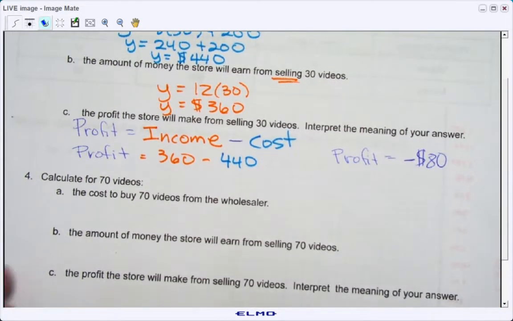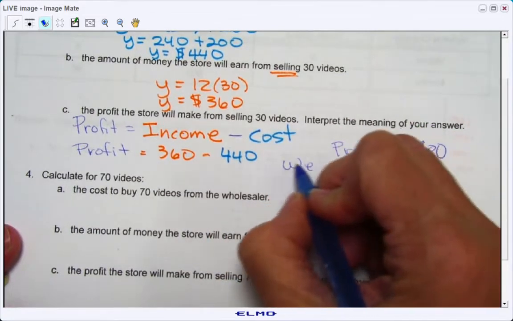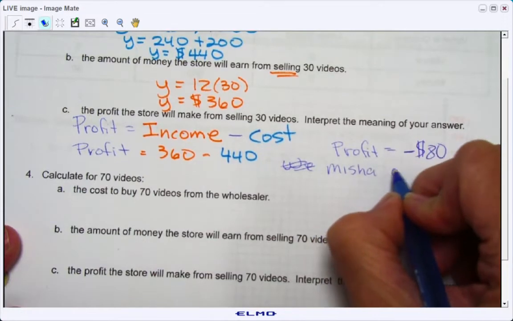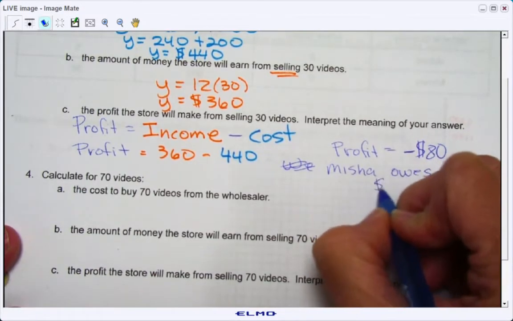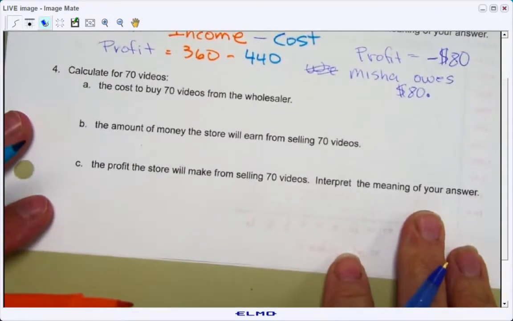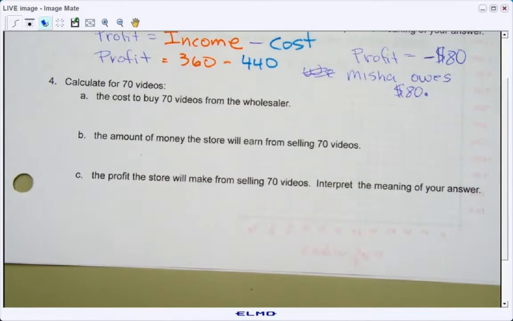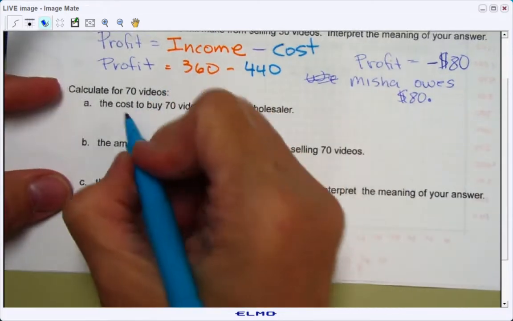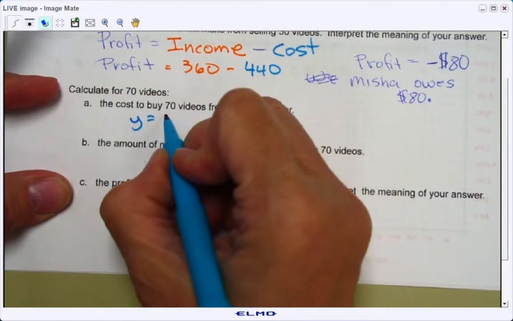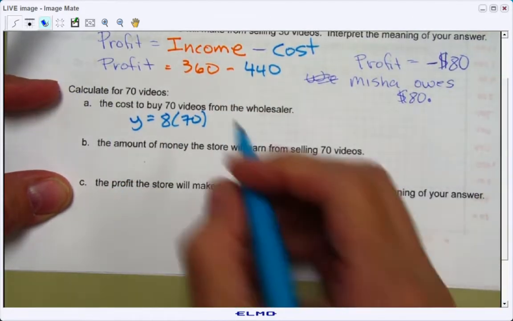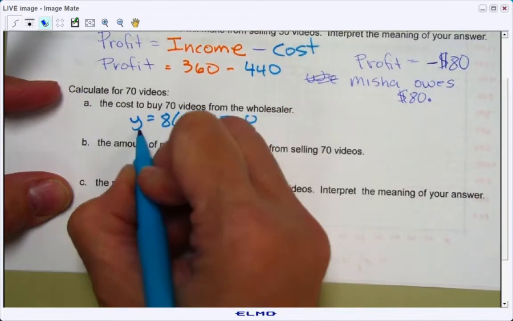So we're in the hole. Misha owes $80, or the company owes $80. Now, what if we calculate it for 70 videos instead of 30 videos? So we do the exact same thing that we just did a moment ago. And instead of doing 30, we're going to plug in 70. So I replace the x with 70 and I add 200.